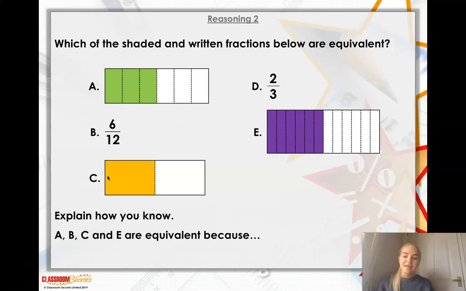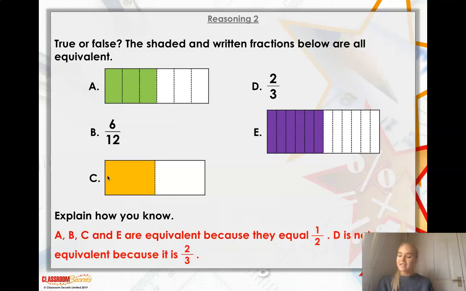A, B, C and E are equivalent. How do we know? What do they all represent? They all represent half. D is not equivalent. Why? Because it's 2/3 and that is not the same as half.